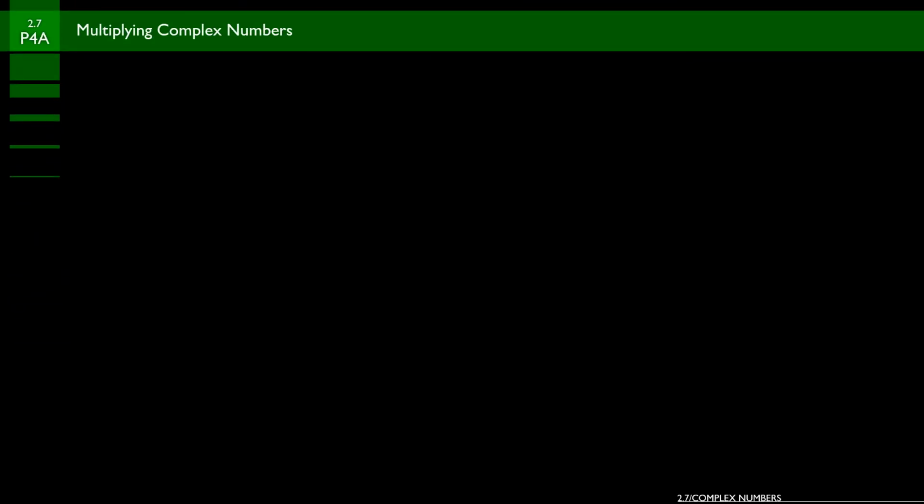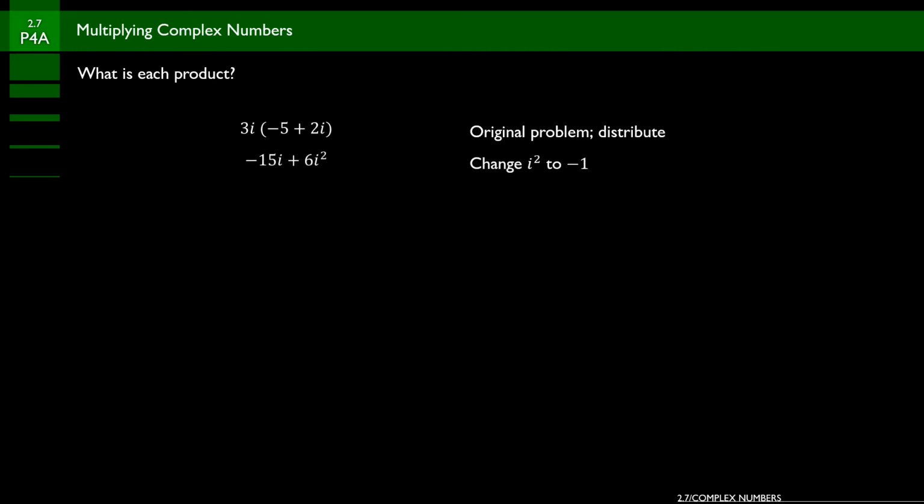We'll take a look at a problem where we use what we just learned here. So we're asked, what is each product? And we're given 3i times negative 5 plus 2i. So we're going to distribute that 3i to both terms, the negative 5 and the 2i. 3i times negative 5 is negative 15i, and 3i times 2i is 6i squared. So we end up with negative 15i plus 6i squared.